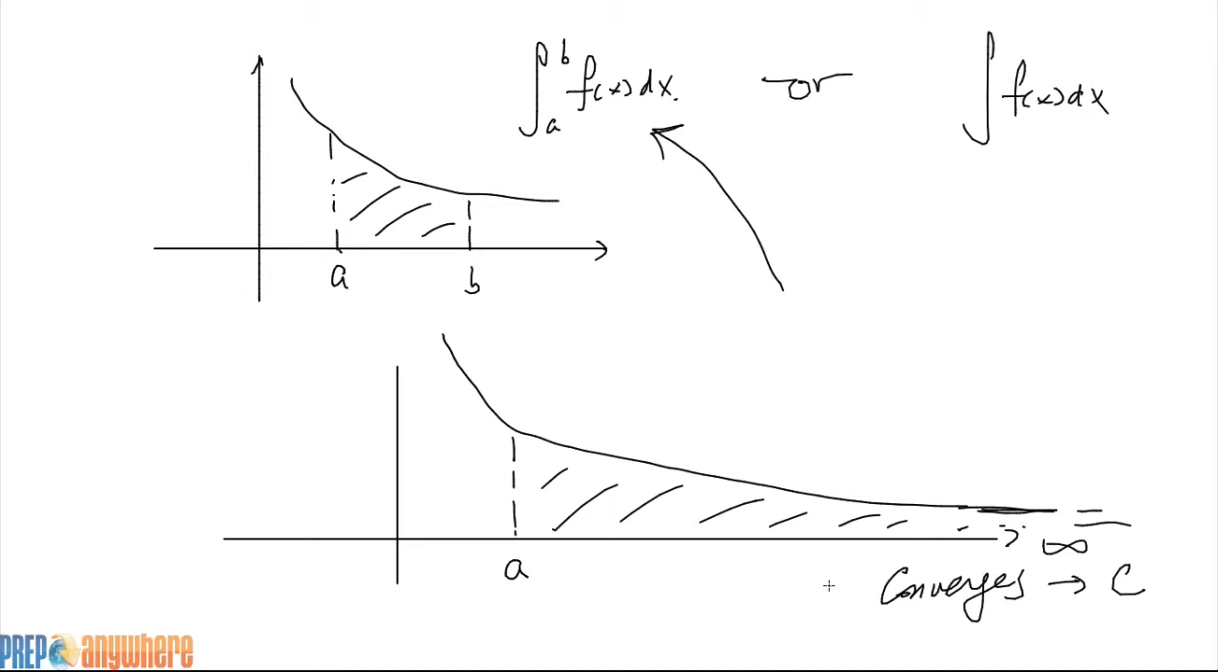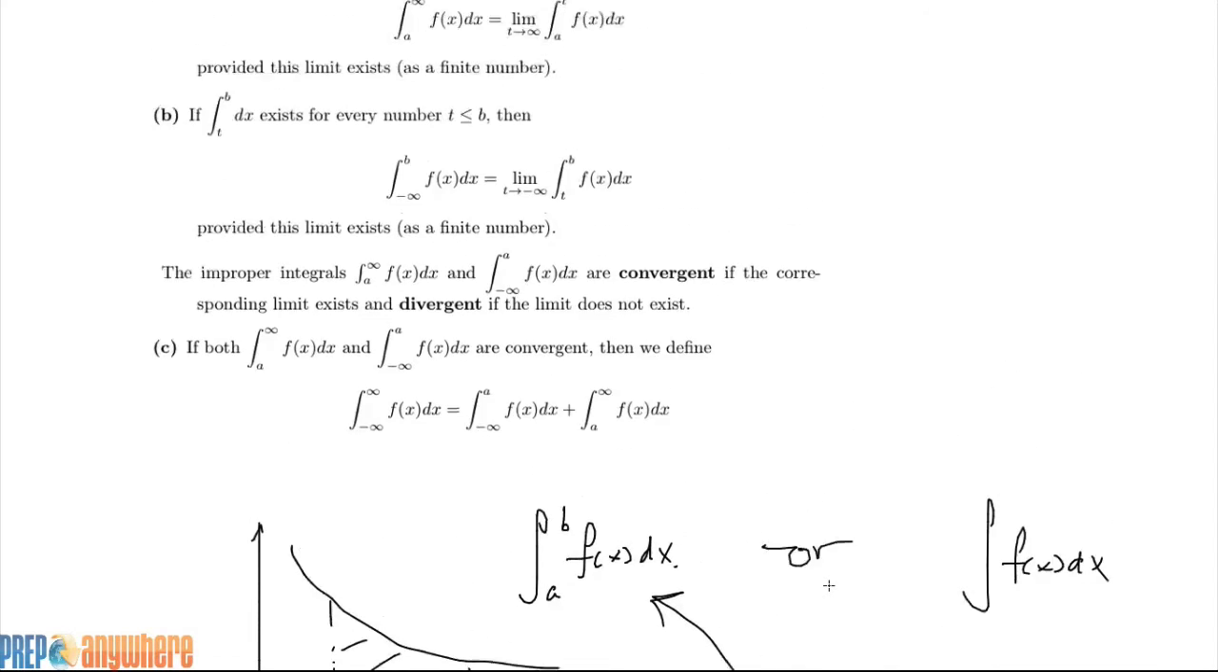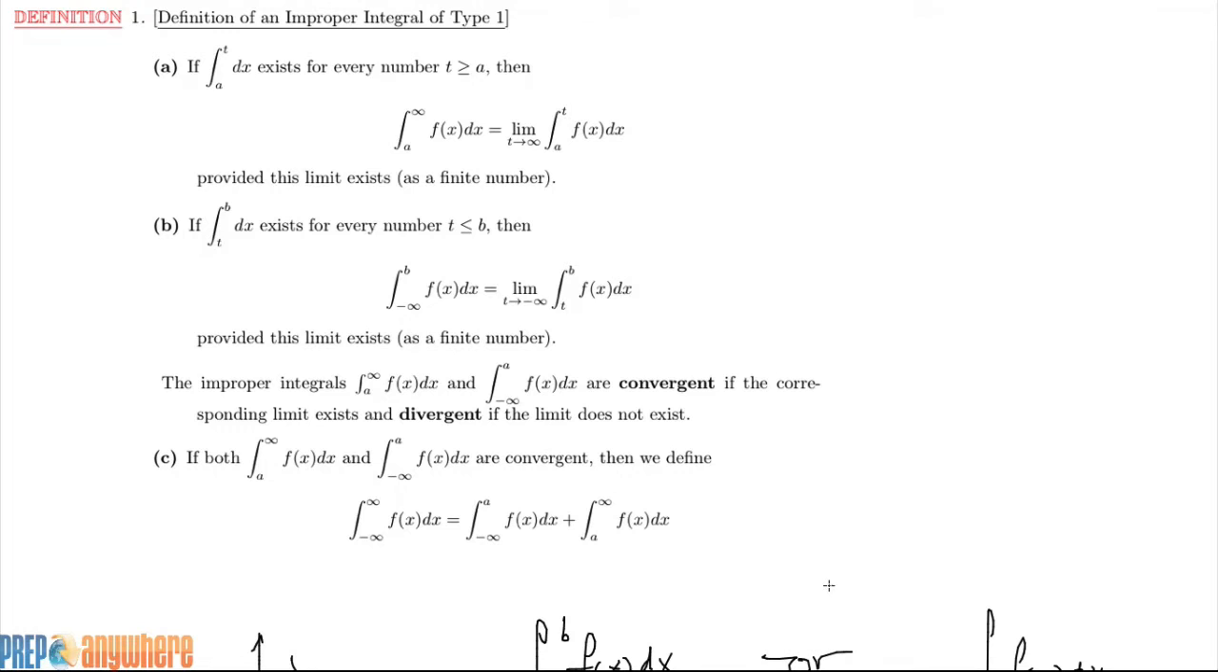Okay, converging, diverging. So that's summarized here. This statement, this little thing here: definition of improper integrals type 1. So if you look here, it says we're integrating from a to t. But in this case, t is infinity. We're going forever to the right.